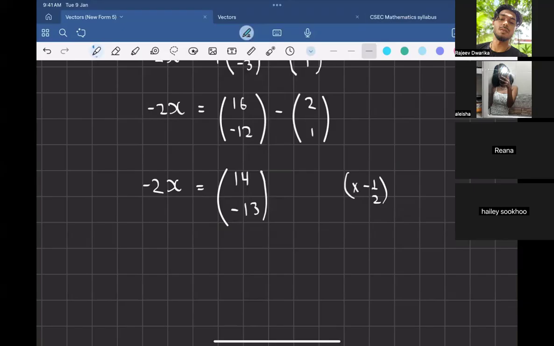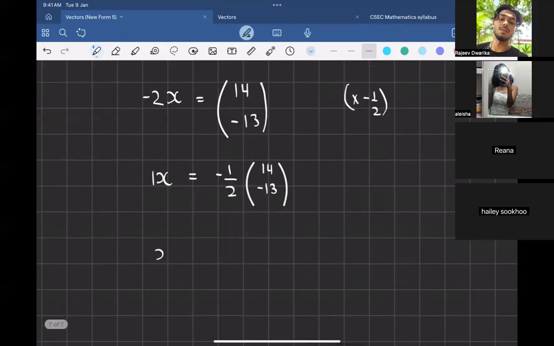So, guys, what is minus 2 by minus a half on the left-hand side? Minus 2 or minus a half? Kelly, minus 2 or minus a half? 1. 1, right? So we get 1x, which is what we're going to find for. And now we're going to write minus a half, 14, minus 13. Now we're going to multiply everything on the inside by the minus a half. So, Kelly, what is minus a half by 14?